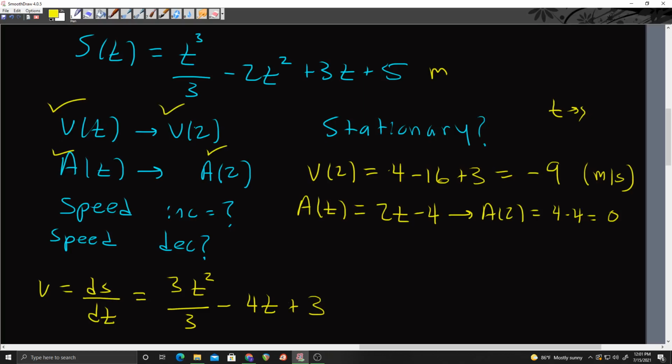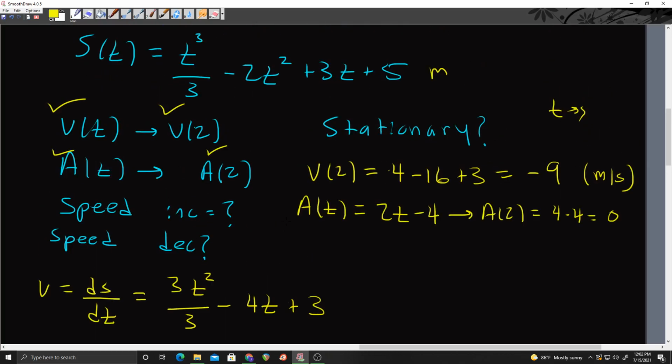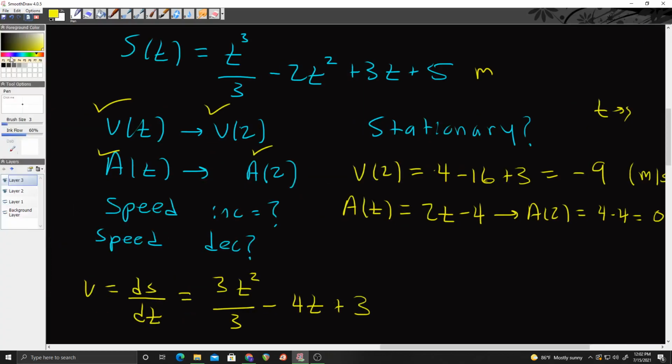Okay, now, speed increasing, speed decreasing. This one's a little tougher, right? Speed increasing is when velocity and acceleration are in the same direction. So we've got to figure out where velocity is positive or negative. Stay with me here.